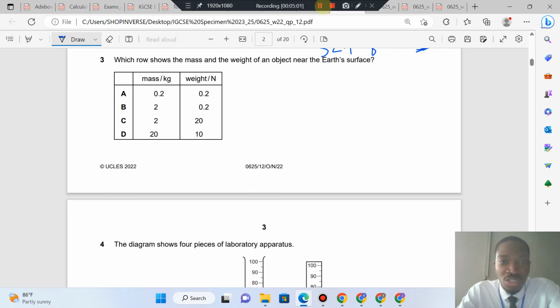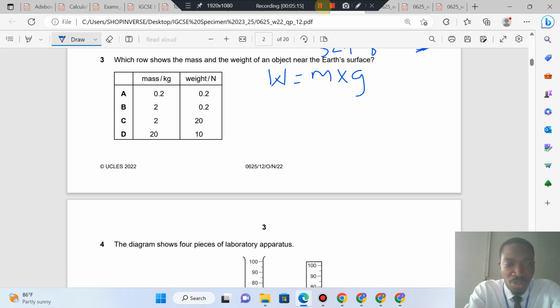Which row shows the mass and weight of an object near the Earth's surface? Weight is equal to mass times gravity. Do not forget that gravity near the Earth's surface is 10. So let's deal with the first one. If mass is 0.2, weight can never be 0.2. Mass and weight can never be equal.